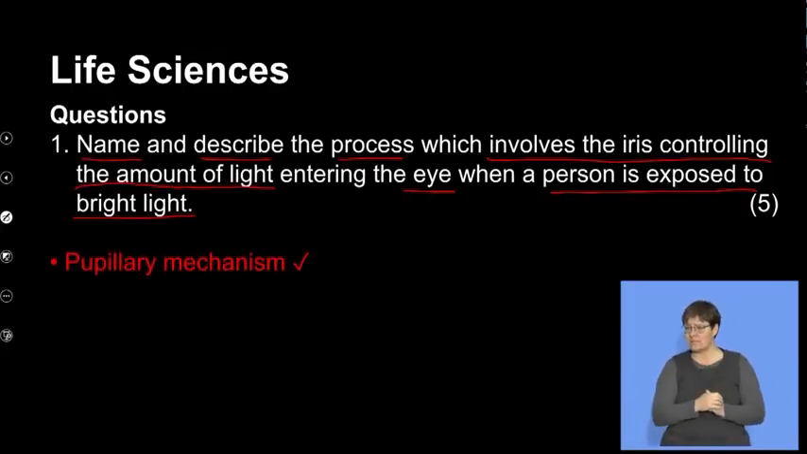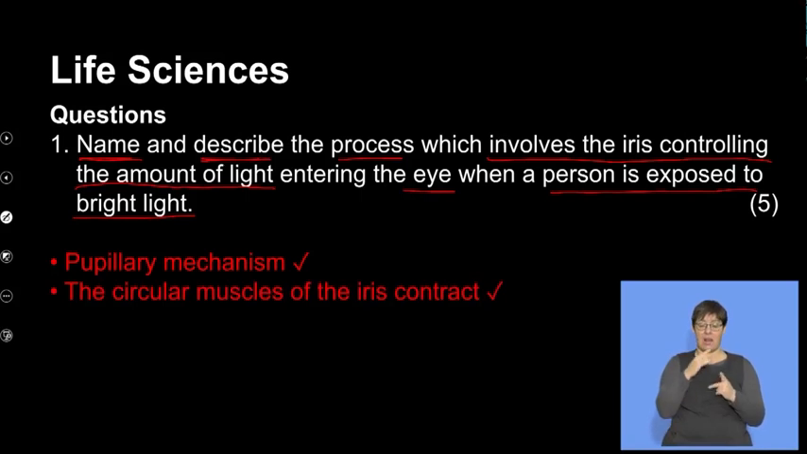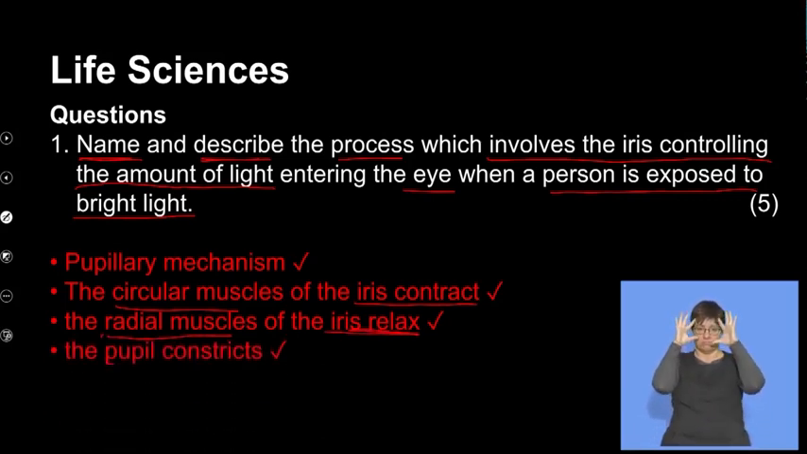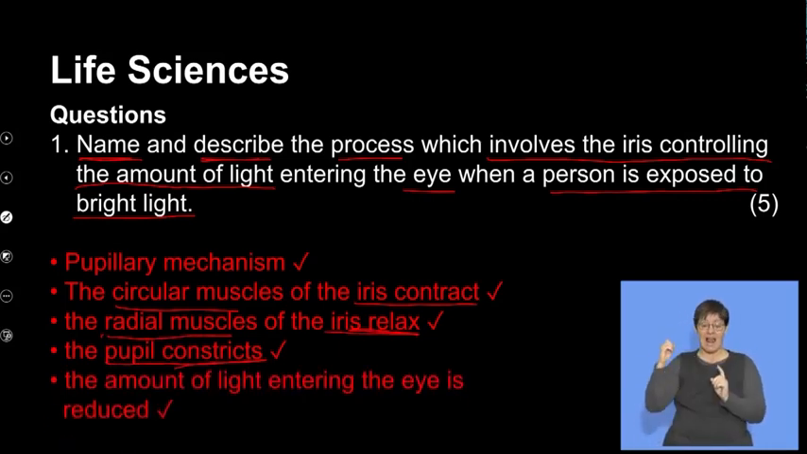Then what will happen? It said, name and describe. We are naming the process. The process is the pupillary mechanism. And what is happening there? The circular muscles of the iris will contract. Then the radial muscles of the iris will do what? Will relax. And then the pupil constricts, becomes smaller. Then when it is smaller, we know less light will enter the eye. So the amount of light entering the eye is reduced.